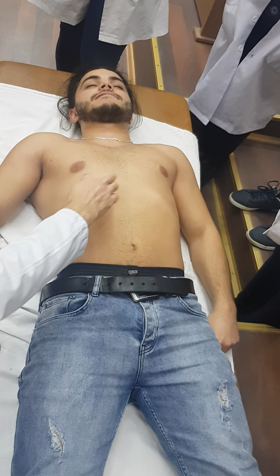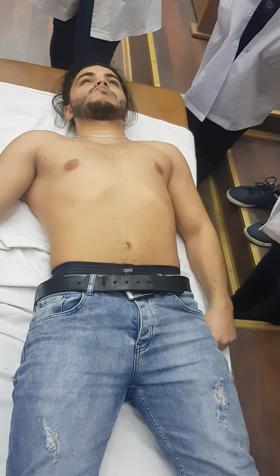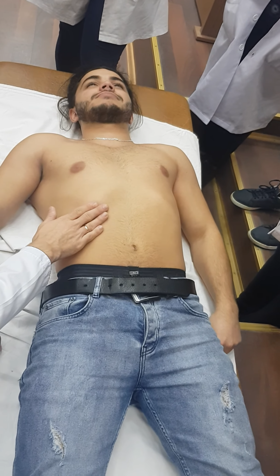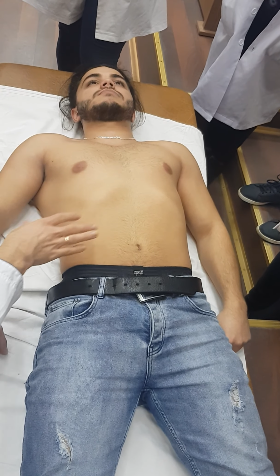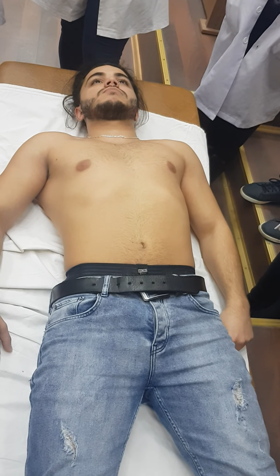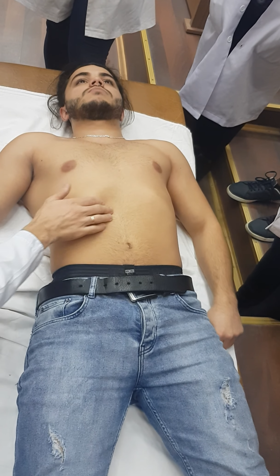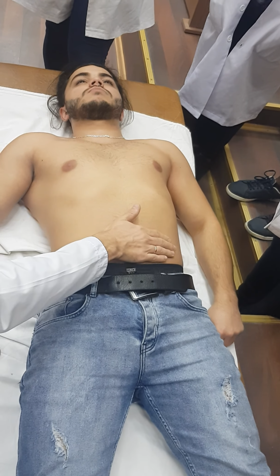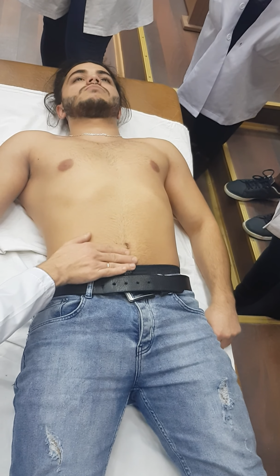In this palpation, the last point of palpation is the painful area. If we start from the painful area, the patient will feel pain everywhere. That's why it should be the last point of palpation. If the patient feels pain in this place, we will start from this point. 1, 2, 3, 4, 5, 6, last point, and from up to down.